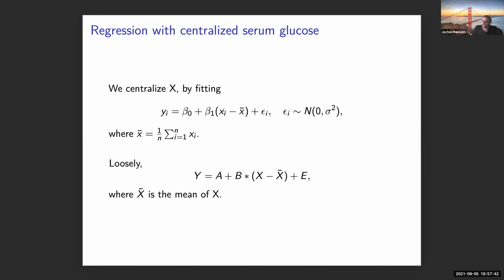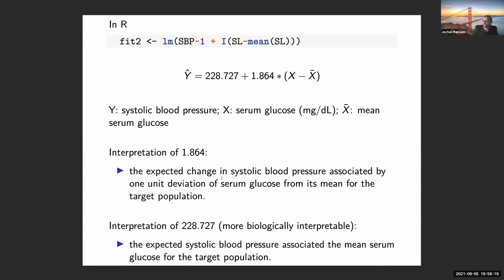So this being said, this term here now changes. It's not xi anymore, it's xi minus x bar. So by that, you essentially are fitting automatically that slope to the data subtracted from the mean. So essentially by that, you get automatically a corresponding intercept at the mean of X.